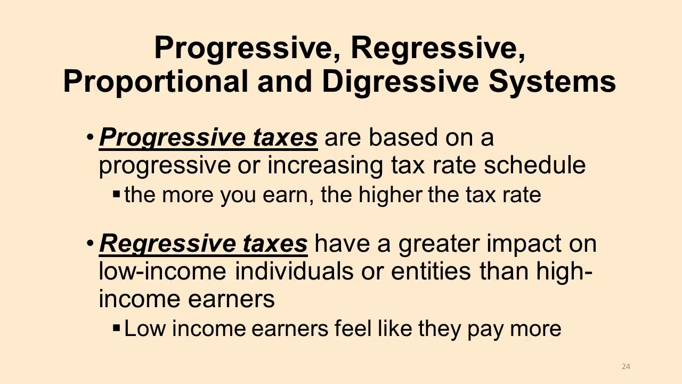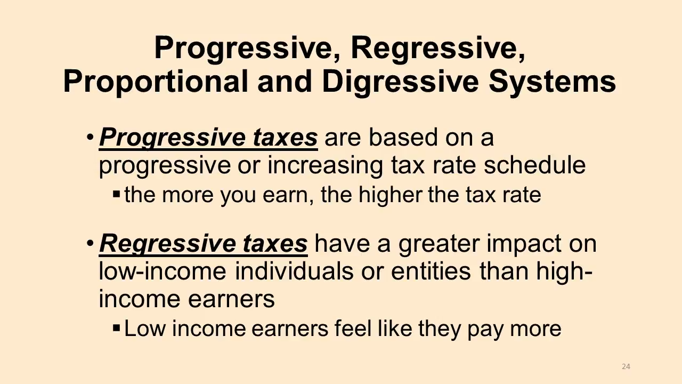Okay. Now for the biggies. These are the big ones. These are very often confused, and they're really not difficult. And we've got some pictures that will help to explain it. But we start with the words. Progressive, progress. Regressive, to regress, to go back. Proportional, which sounds like balance. And digressive. Di is like bi, sounds something like two. Bicycle. Progressive taxes are based on a progressive or increasing tax rate schedule. Technical word, right? Schedule means a chart.